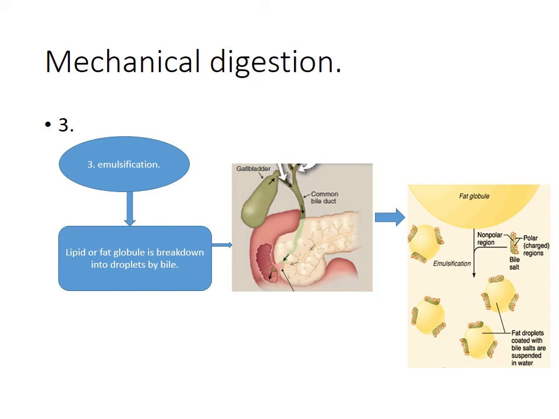So bile mixes with the fatty globule, and this process is what we refer to as emulsification, and the bile breaks down the fatty globule into smaller droplets that have a large surface area for the lipase enzyme to act on our lipid substance.